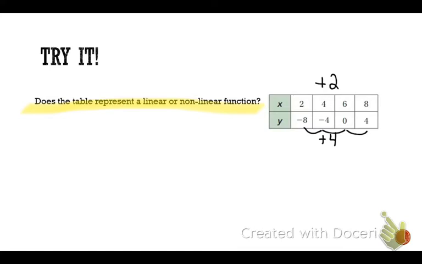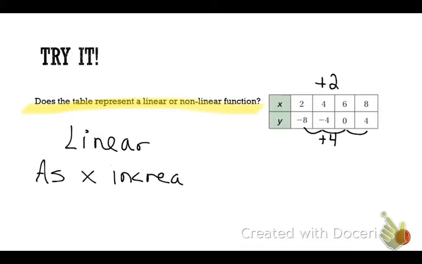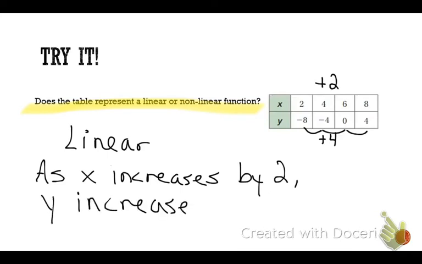Okay, so because there's a constant pattern, is it linear or nonlinear? It is linear. Okay, now can you explain it? As x increases by how much? 2. Increases by 2. Y increases by 4. Okay, so that's my reason. That's going to be my explain. All right, any questions? Not too bad?